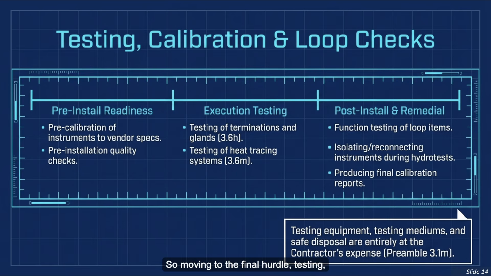So, moving to the final hurdle, testing, calibration, and loop checks, there are three distinct phases of readiness we have to cover. This ranges from pre-install readiness, which includes pre-calibration to vendor specs, right on through the execution testing of terminations, and finally to the post-install function testing and hydrotest isolations. Crucially, the contractor bears all the hidden costs here: testing equipment, specialized testing mediums, and the safe, compliant disposal of those mediums. They are entirely at the contractor's expense. Missing this in your unit rate buildup will heavily erode your margins right at the very end of the project, which, let's be honest, is usually when cash flow is at its absolute tightest.